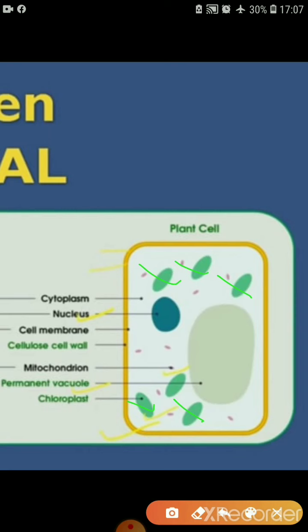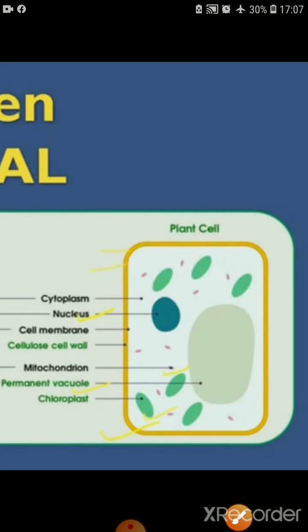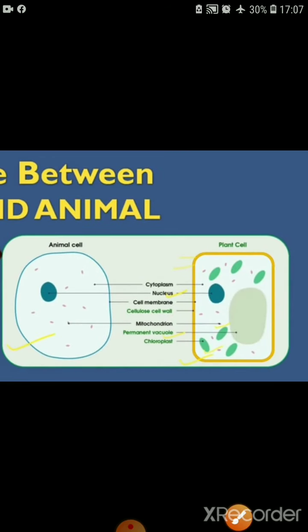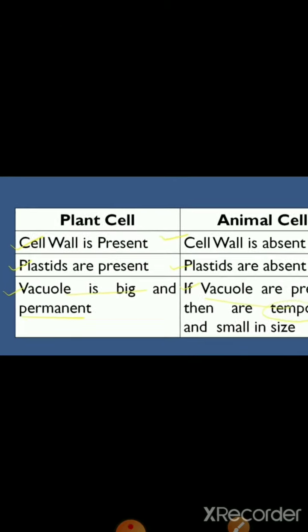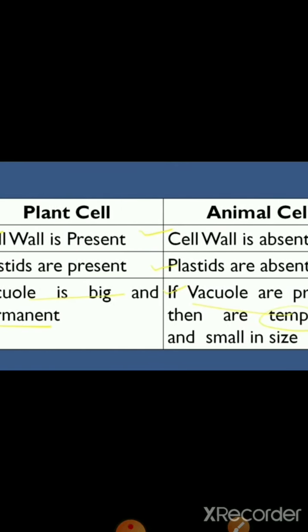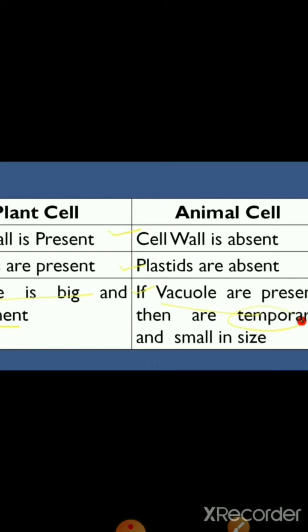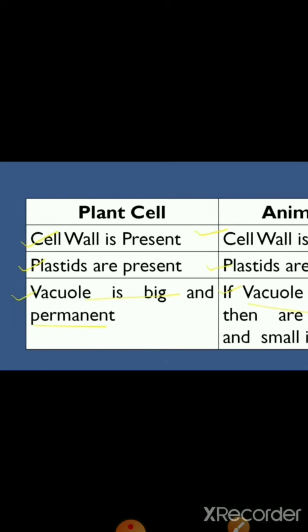So generally, we can say in plant cell as well as in animal cell, so many organelles are the same, except cell wall, permanent vacuole and chloroplast. These three organelles are available only in plant cell. Except plant cell, they are not available in animal cell. So by this point we can easily differentiate the plant cell and animal cell. So we can say cell wall is present in plant cell, but in animal cell the cell wall is absent.